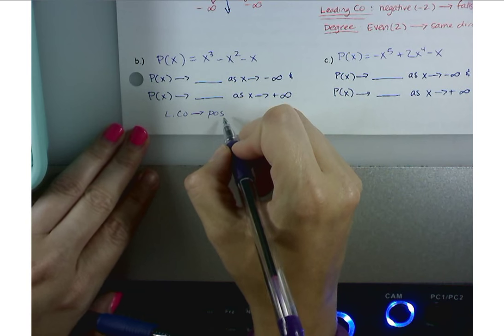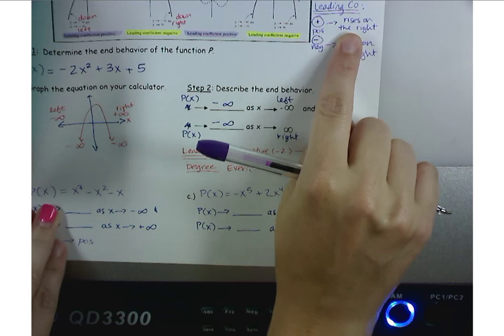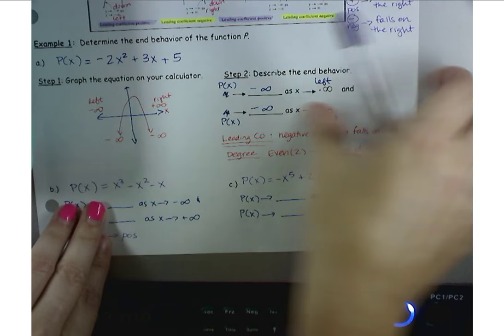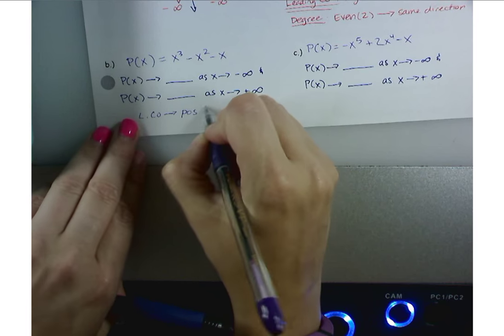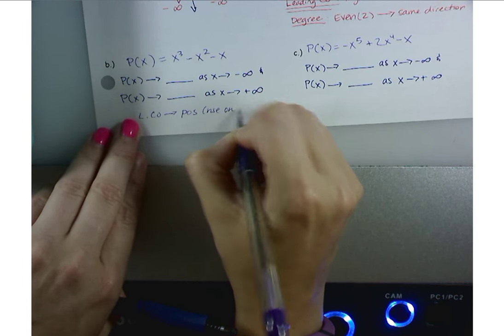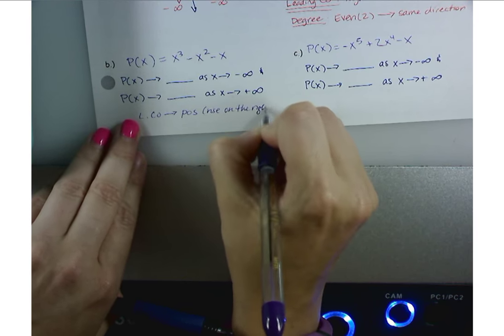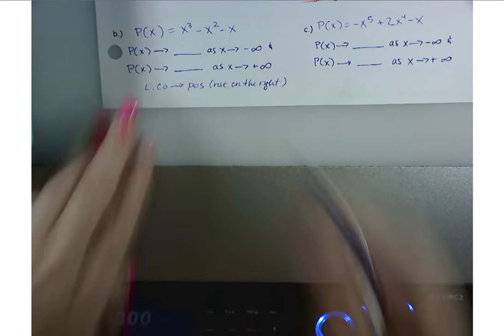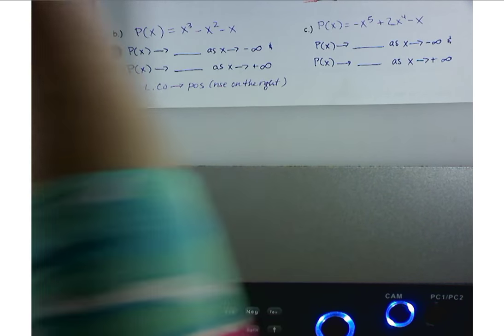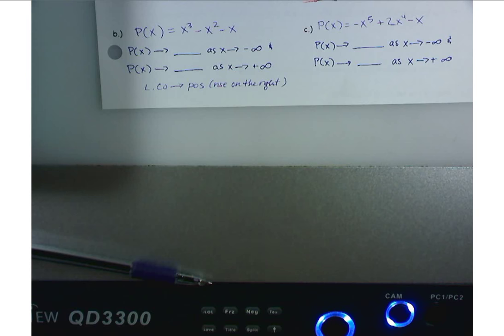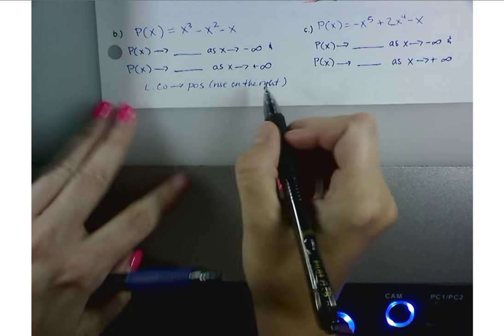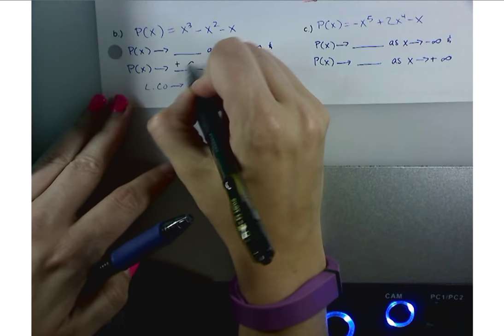Okay, so if the leading coefficient is positive, remember we know that it rises on the right, which is what you told me in different words. So if this is positive, it's going to rise on the right, which means you can go ahead and fill in that part already. So if it rises on the right, my right side is the second one, and it would be going up.